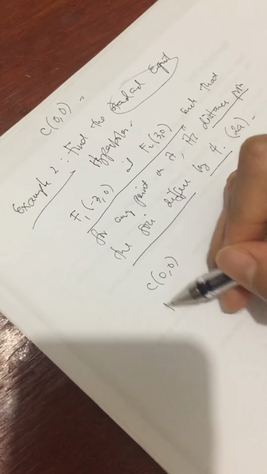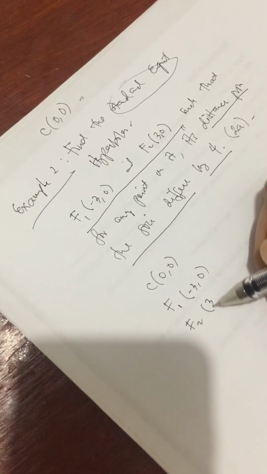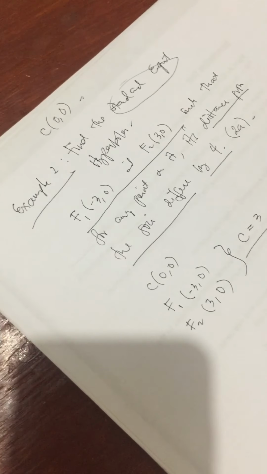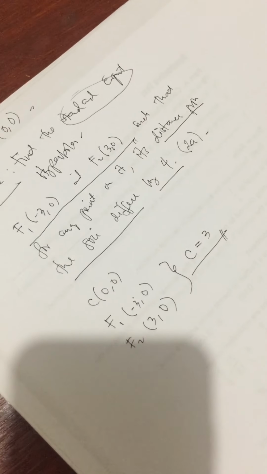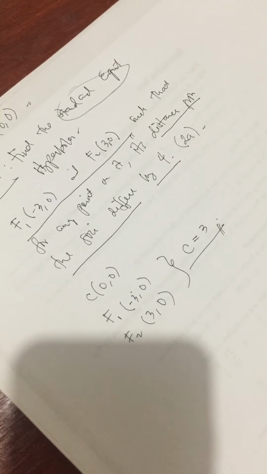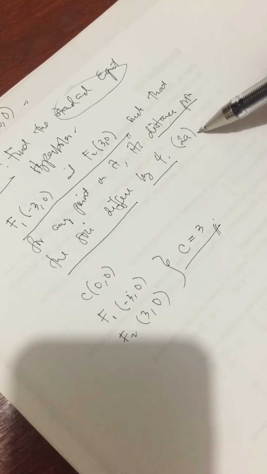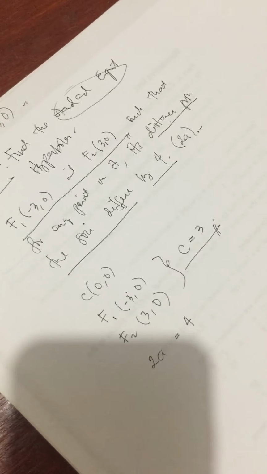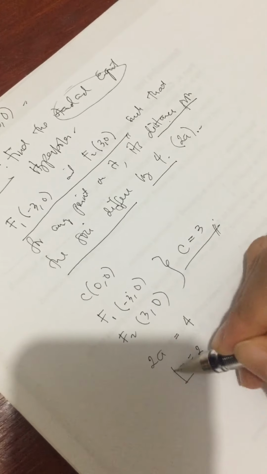The foci are negative 3, 0, and positive 3, 0. More likely, our C is equal to 3, because, di ba, foci, that is C units from the center. So, the value for our C is 3. And then, given the distance from the foci differ by 4, we have our 2A. So, 2A is equal to 4. We can get our A, of course. So, A is equal to 2.